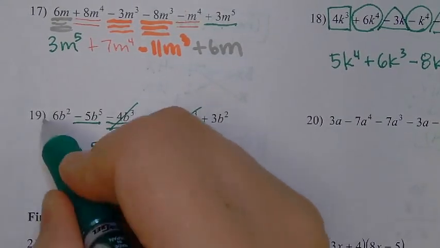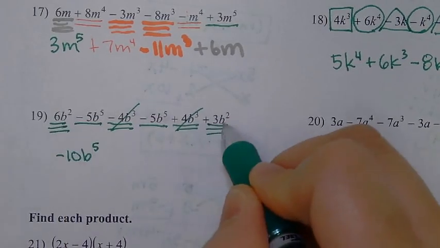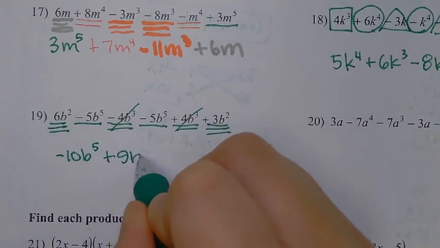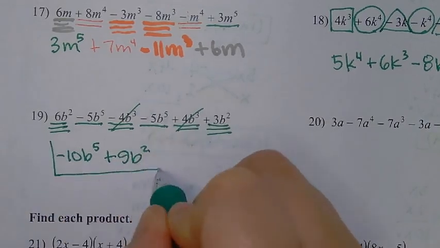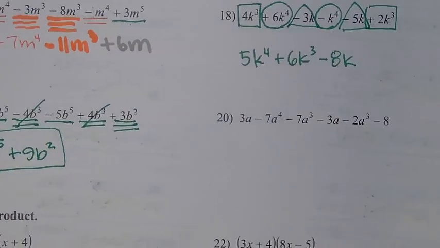And then I got these b's right here, so I'm going to put these right here. 6b squared plus 3b squared is going to be plus 9b squared. That's it. Okay, these are just simplifying.